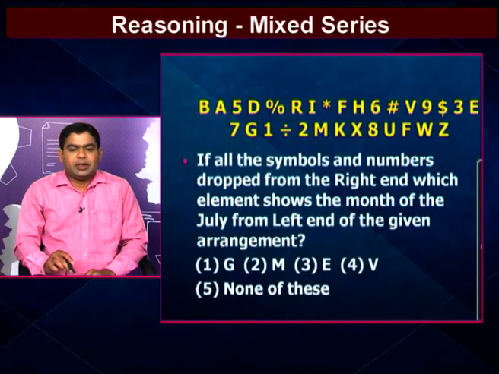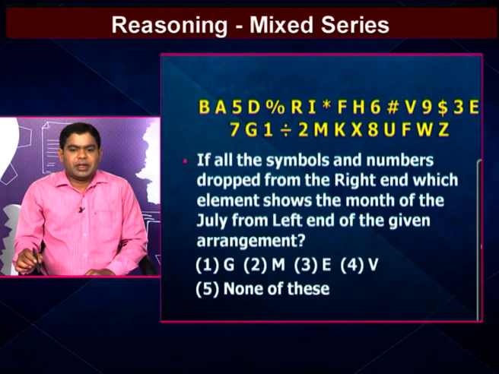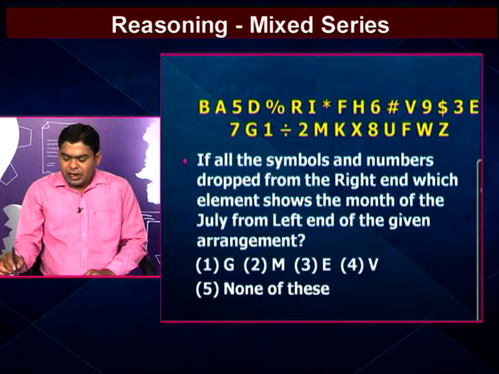If all the symbols and numbers are dropped from the right end, which element shows the month of July from the left end of the given arrangement? So in our question, symbols and numbers are dropped from the right end. Dropped means we do not count the given symbols as well as numbers. After that we count from the question ending direction. Which element shows the month of July from the left end? Left end means here in the question the 7th element from the left end is our answer. So in the calendar, the 7th month is July. So here 7th from the left is our answer.